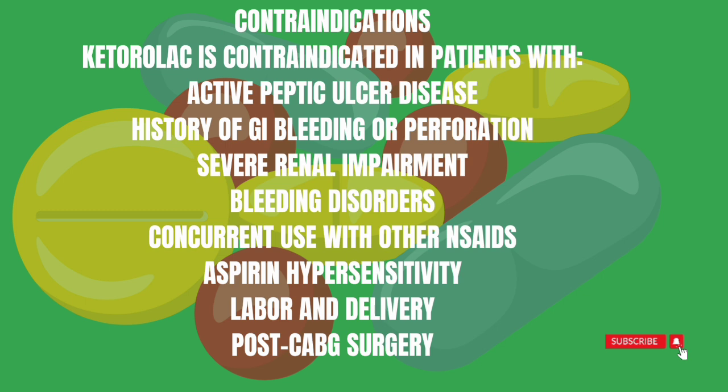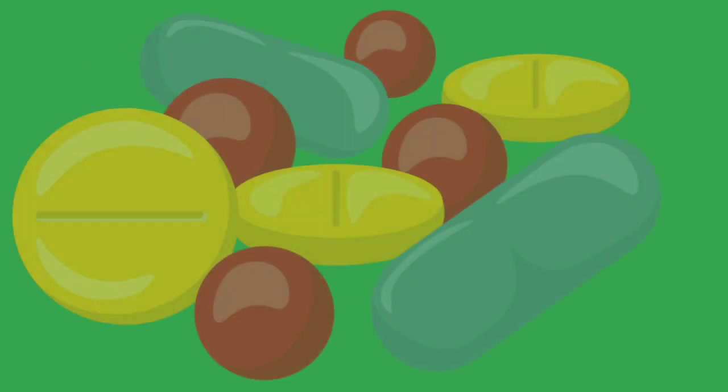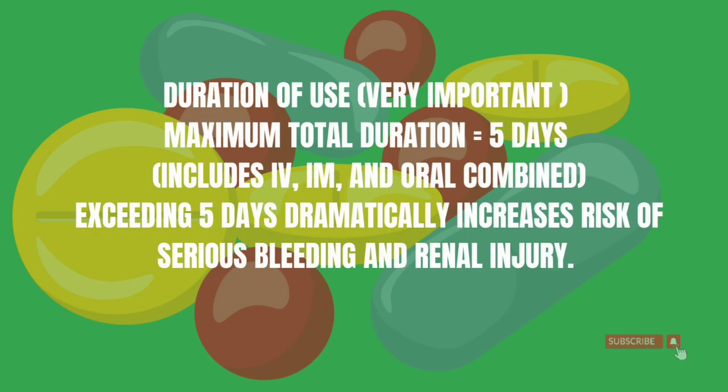Contraindication. Ketorolac is contraindicated in patients with active peptic ulcer, history of GIT bleeding, aspirin hypersensitivity, for those that are in labor or post-delivery, and also when it is being used concurrently with other NSAIDs. Remember, do not just combine NSAIDs. As a pharmacist, you have to ensure that you ask the patient if the patient is using other NSAIDs so that you know which to remove and which to continue. Always clerk your patient. This is very important.